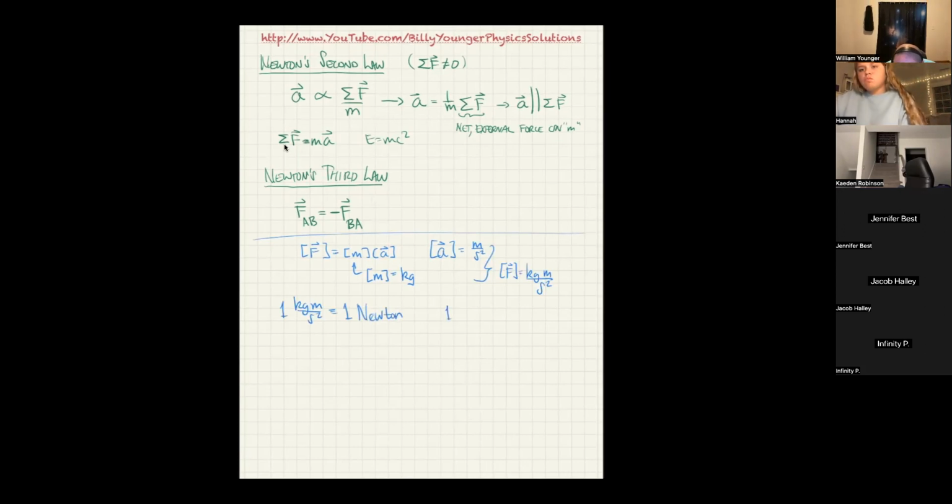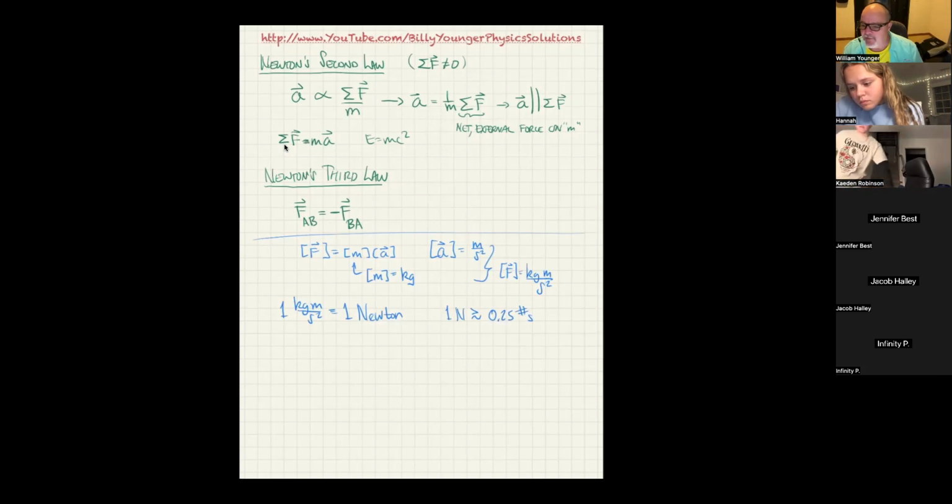And 1 Newton is slightly bigger than 0.25 pounds. Some books I've read say it's about the mass of a frozen quarter-pound burger, because when it's frozen, it's actually a little bit more than the quarter-pound, right? So a Newton is a little bit bigger than a quarter of a pound. I haven't checked that number. I probably should at some point. But anyways, you can just assume that a Newton's around a quarter pound.